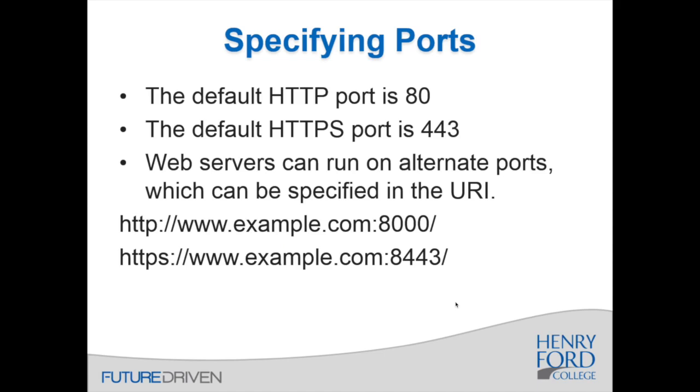So especially in HTTP scheme or FTP scheme, things like that, it often becomes necessary to specify the port. In fact, we could always specify the port, but because we have defaults, we don't have to. The default port for HTTP protocol is port 80. The default for HTTPS, which is the secure version of HTTP, is port 443. Web servers can be run on alternate ports, and that can be specified in the URI. For example, if I have a web server running on port 8000 or a secure web server running on port 8443, the URIs for those would look like the ones shown here.